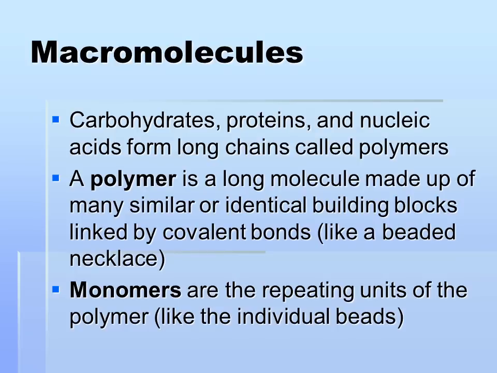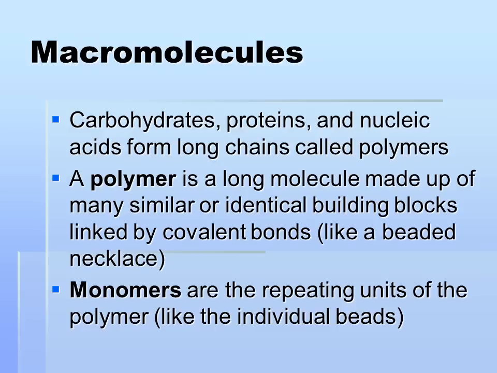So, one thing we're going to learn is that 3 out of our 4 macromolecules form these long chains that we call polymers. But let's give a definition to a polymer. A polymer is a long molecule made up of many similar or identical building blocks that are linked by covalent bonds. That's a confusing definition, but really, I like to think of a polymer as kind of like a beaded necklace.